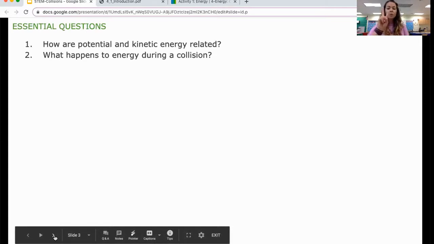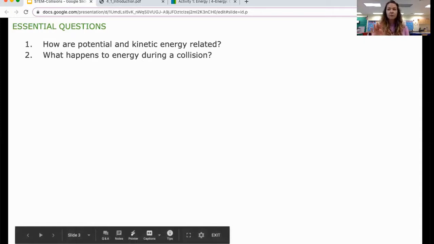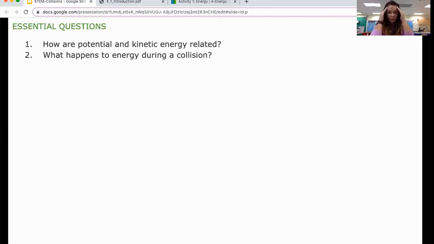And there are two questions, again, just like our two learning objectives, that are going to be essential for you to be always having right in the forefront of your mind while we work together in STEM class. And the first one is, how are potential and kinetic energy related? And you might be thinking to yourself, I don't even know what those two things mean. That's okay. We're going to get there, but I want you to always be thinking, how are potential and kinetic energy related? What is the relationship between those two things? And also, what happens to energy in a collision? When two things collide, what happens there?